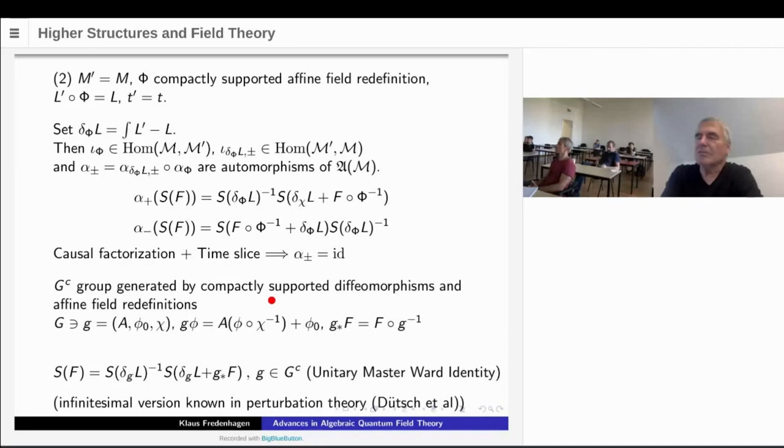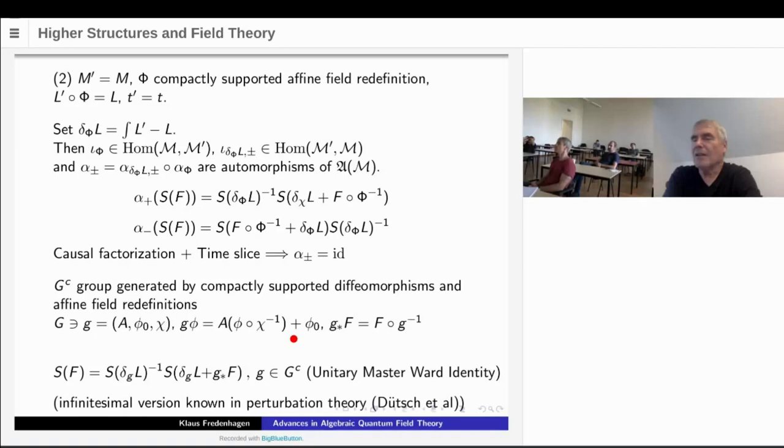Now I can combine these two possibilities. I look at the group generated by these compactly supported diffeomorphisms and these affine field redefinitions. So this group is parameterized by this matrix valued function A, by this smooth function phi naught, and by this diffeomorphism chi, all of them compactly supported. And G applied to phi is then defined by this formula. So I compose phi with chi to the minus 1, multiplied by this matrix A, and add this function phi naught. You see, I have a push forward G star applied to F. It's just F composed with the inverse of G.